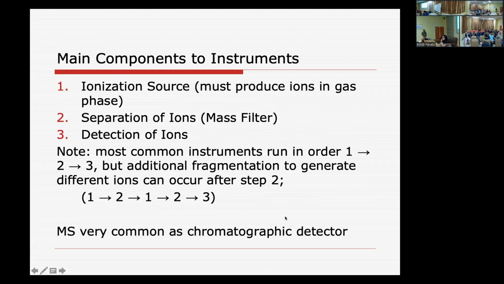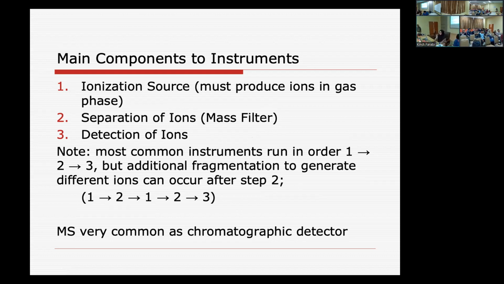Selanjutnya, ini komponen utama dalam instrumen, tadi sudah disebutkan pada kuliah sebelumnya. Ini adalah sumber ionisasi, jadi senyawa isolat itu harus menghasilkan ion dalam fase gas. Kemudian separation ion yang kita sebut mass filter, dan juga deteksi ion. Jadi 3 bagian inilah yang terpenting dari mass spektrometri.